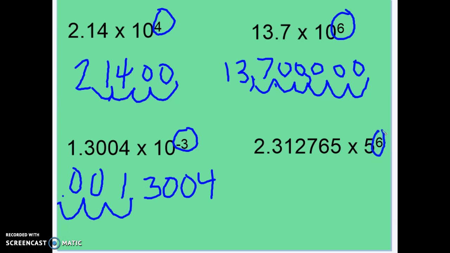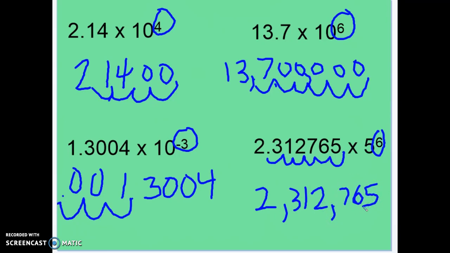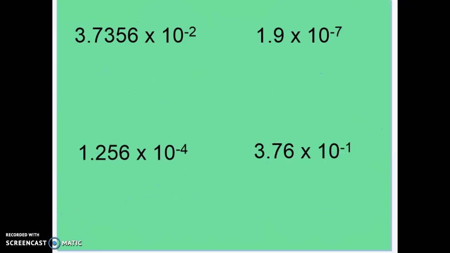All right, last example has an exponent of positive 6. Tells me to move my decimal 6 spots to the right. So that's 1, 2, 3, 4, 5, 6. So my answer is 2,312,765. All right, all negative exponents here. So my decimal, because my exponent is negative, needs to be moved to the left. On this example, we move it 2 spots to the left.